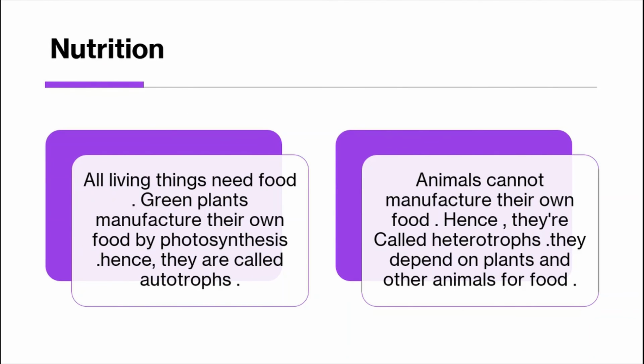Our next topic is nutrition. All living things need food. Green plants manufacture their own food by photosynthesis. Hence, they are called autotrophs. Animals cannot manufacture their own food. Hence, they are called heterotrophs. They depend on plants and other animals for food.